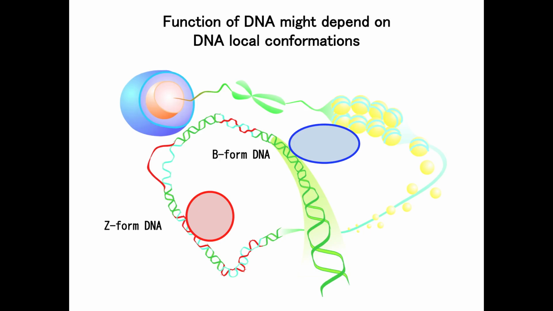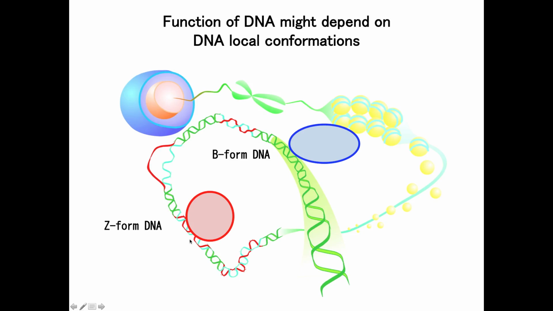I think the most important thing is that, in order to investigate the function of Z-form DNA, we should focus on each DNA binding protein. For example, in the case of B-form DNA, a binding protein binds to the B-form DNA due to a specific DNA sequence, and as a result, this protein can control transcription, replication and so on.